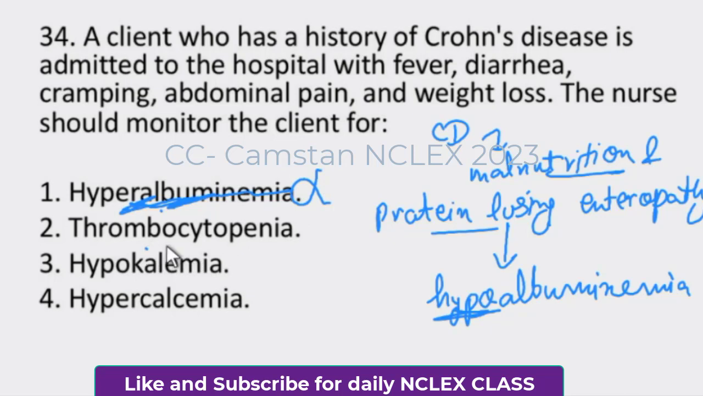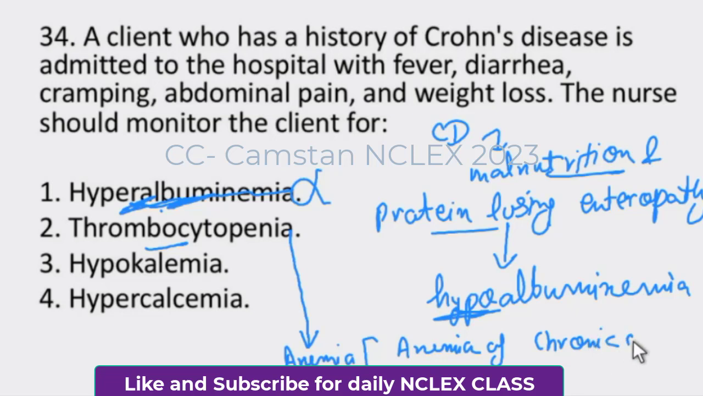The second one is thrombocytopenia. Well, our client can have anemia. Now, what type of anemia can the client have in case of Crohn's disease? Two types of anemia: anemia of chronic disease and iron deficiency anemia, right? And with anemia, there occurs thrombocytosis, right? So thrombocytopenia doesn't occur, but there occurs thrombocytosis and anemia. So the second option is also incorrect.